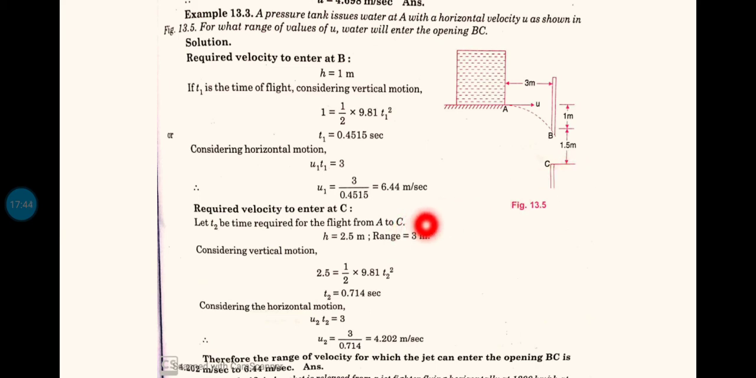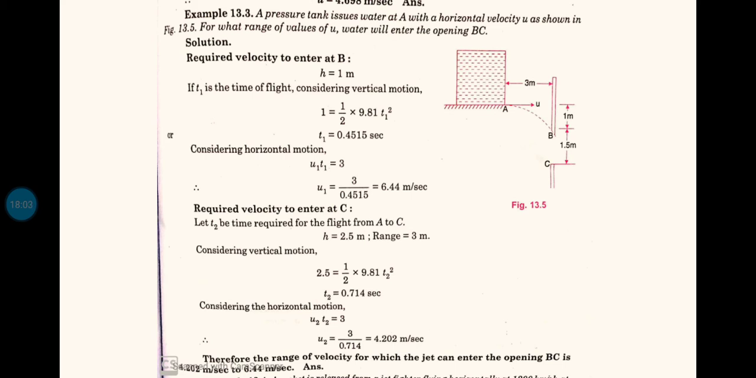So H is equal to 2.5, and the range here is the same. The range is 3 meter itself. Considering the vertical motion, 2.5 equals half g t2 square. From that you will get the value of t2 as 0.71 seconds. Considering the horizontal motion, u2 into t2 equals 3. From that you will get the value of u2 equal to 4.202 meter per second.